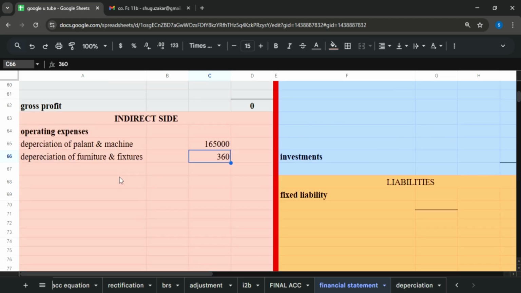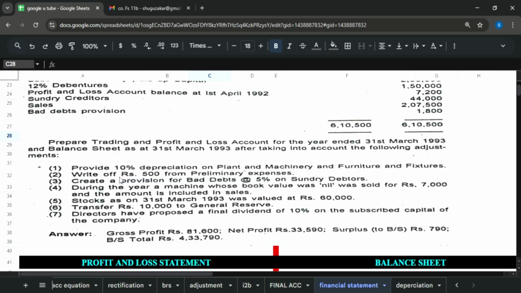Both effects are completed. Depreciation of plant and machinery was, look at here. These tiny mistakes can ruin your questions. So instead of 2 zeros, 3 zeros were typed, and thankfully we have seen it in time. First adjustment has been completed. There were two depreciations, and double effects of two depreciations are completed.